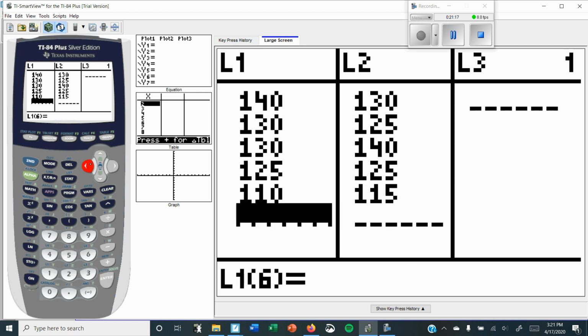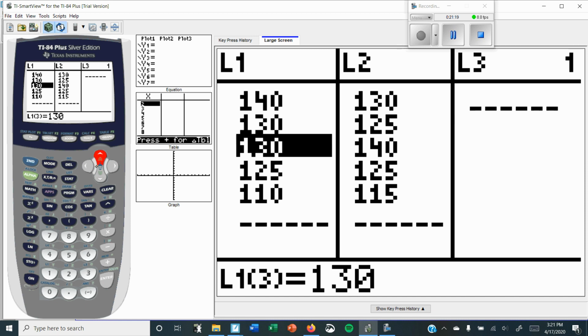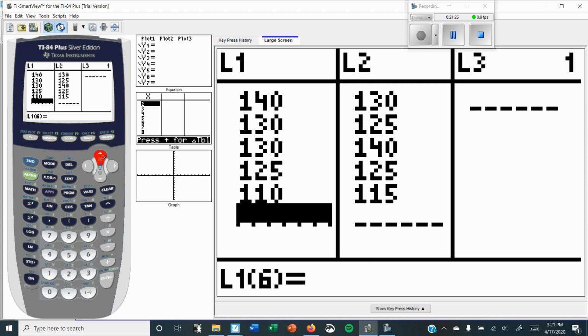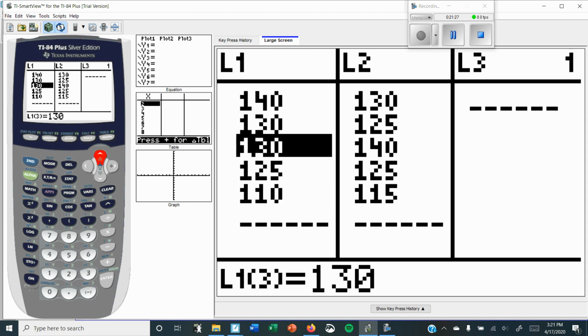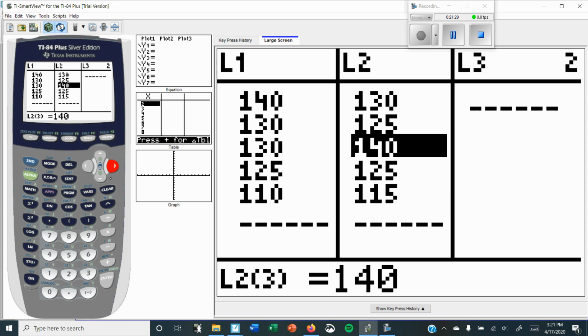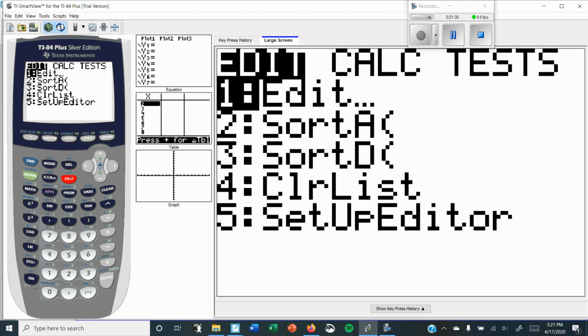Now, here's the rule. Let's say you forgot a number. Let's say you forgot the 130 and you're like, oh, I'll just put it at the bottom. The rule is if you're going to put 130 at the bottom, you better put the number that goes with 130. You see how it's 140? You better put that at the bottom too. Those numbers have to be next to each other.